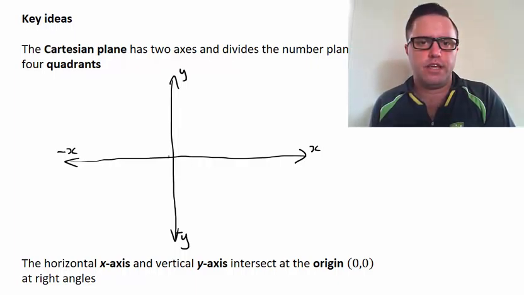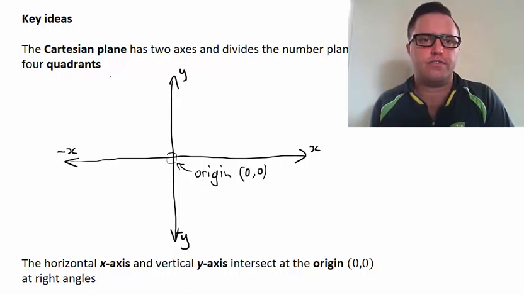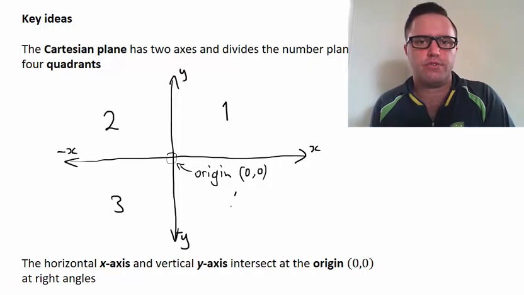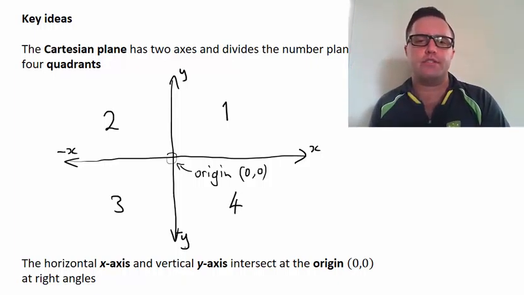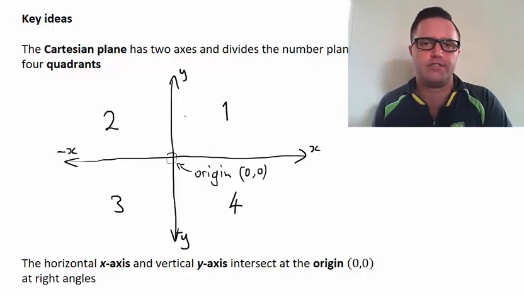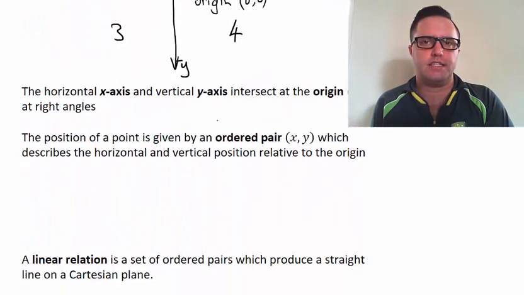And this point here is our origin. Okay, and that's the point 0, 0. And we've got 4 quadrants. This is quadrant 1, quadrant 2, quadrant 3, and quadrant 4. Okay, it's important for you to remember that, because this is quadrant 1, because all of the x values and all the y values are all positive in this quadrant. Okay, so the horizontal x-axis and y-axis intersect at this origin at right angles, obviously. Okay, and that's mostly what you need to know, those basic things there.